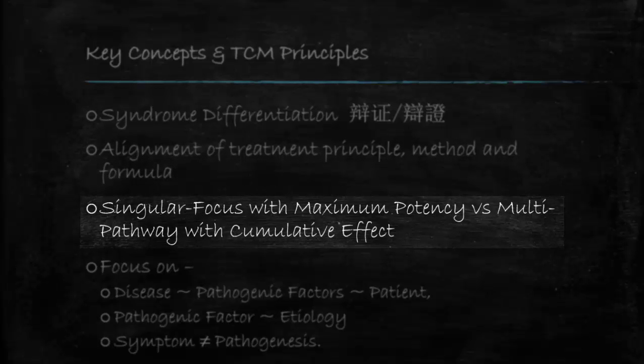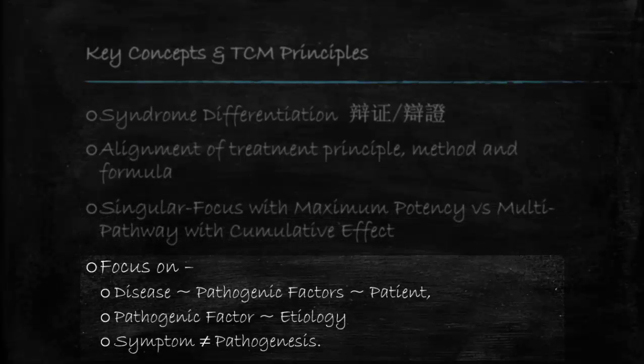The third point here is really about how allopathic medicine compares to Chinese medicine. I would say there are two key things that we're looking at here: the singular focus with maximum potency of allopathic medicine versus the multi-pathway with cumulative effect of Chinese medicine. And I'll explain this later on.